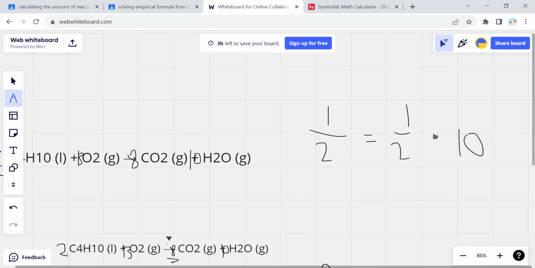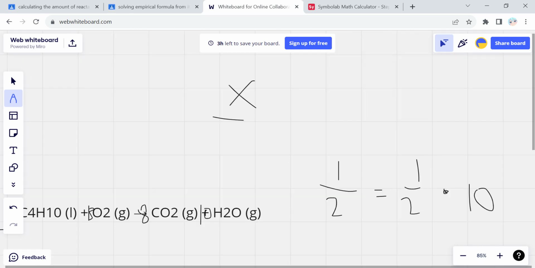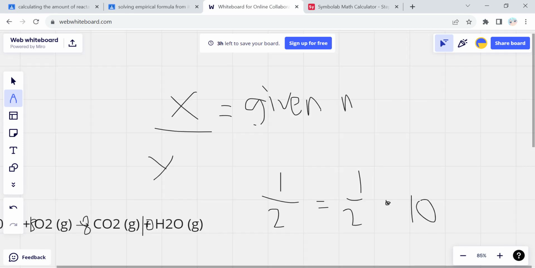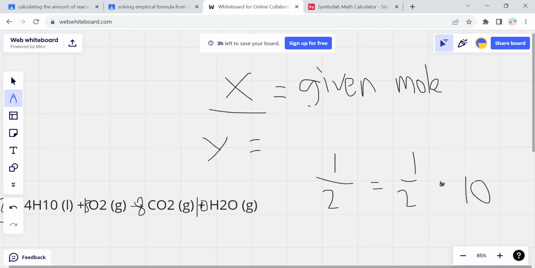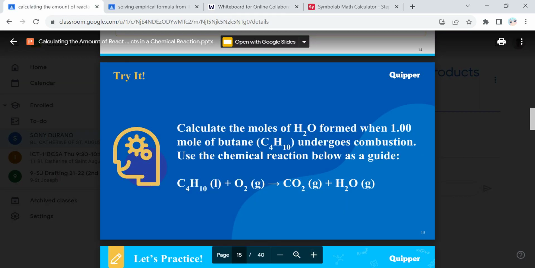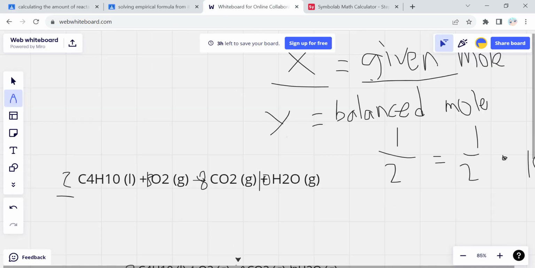So again, basically the formula is x divided by y, where x is the given mole. Actually, I don't know the exact term for this. I'm just making stuff up. And y is the balanced mole of that given mole. So the given mole here is 1, and the balanced mole here is 2. So 1 divided by 2 equals 1/2.